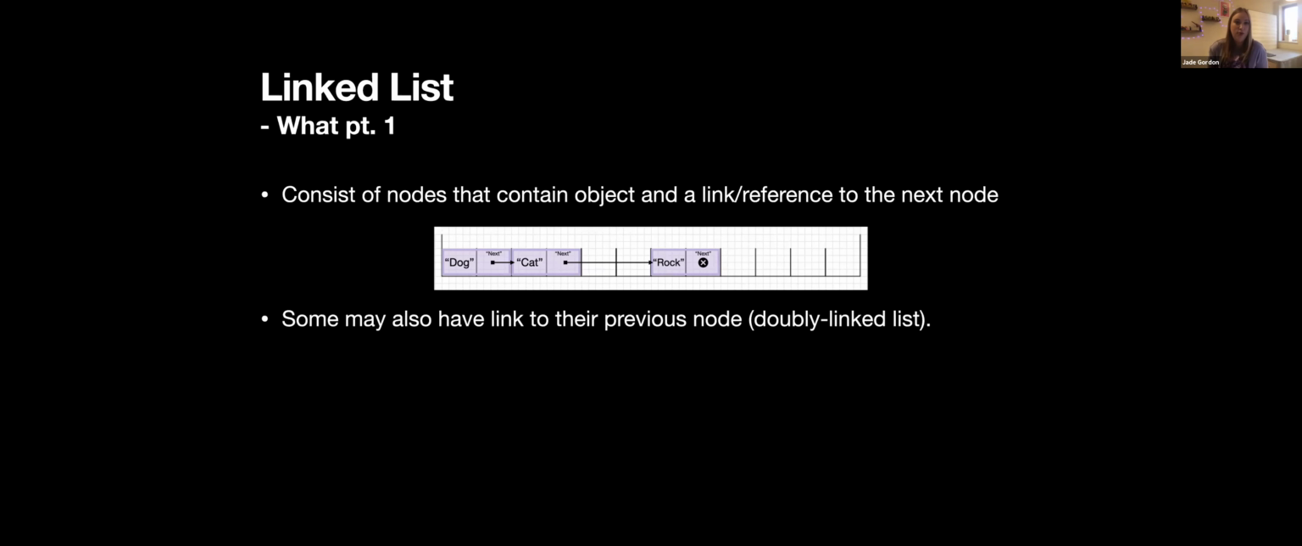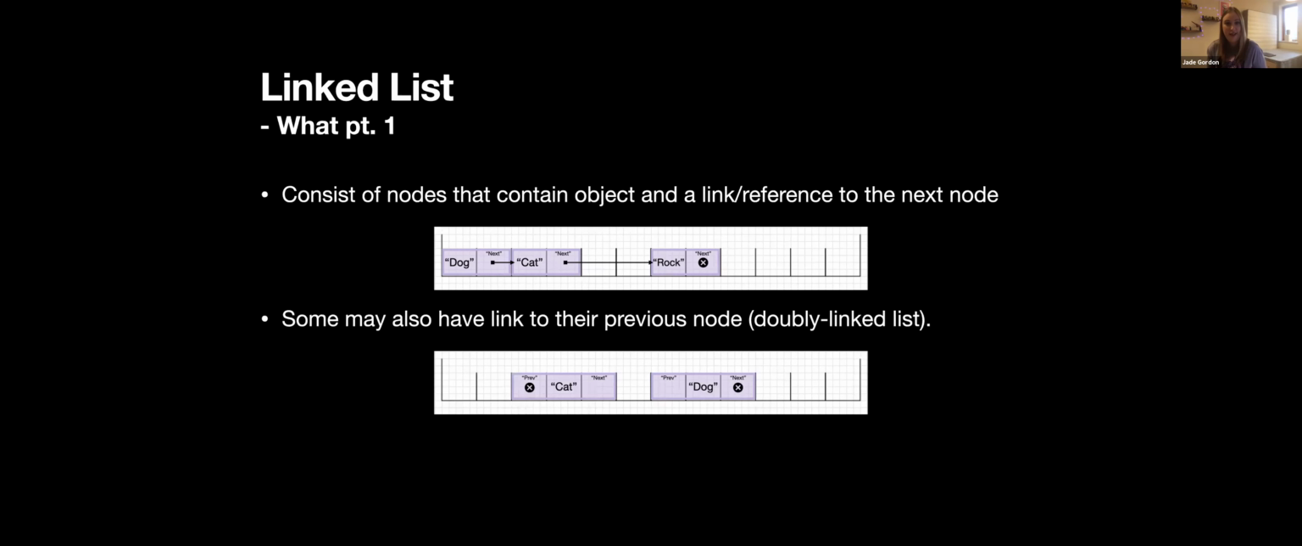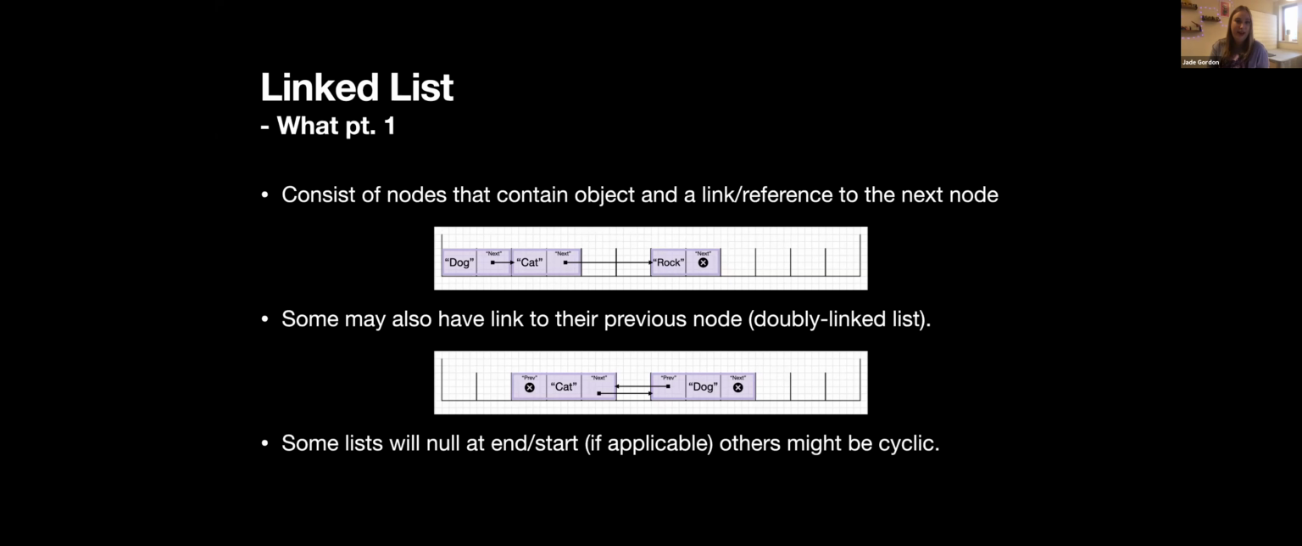It's also possible that nodes would have a link to their previous node. This would be seen as a doubly linked list. So we can see here our cat node, previous is null, and for dog, next is null. So it's like the start and the end of the linked list. And then next of cat would point to dog, and previous of dog would point to cat.